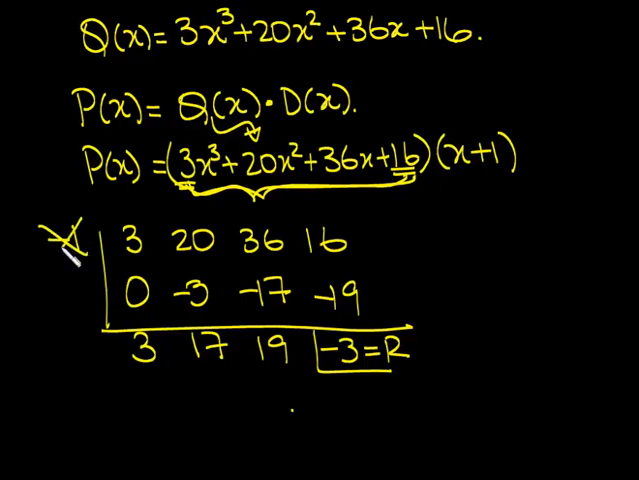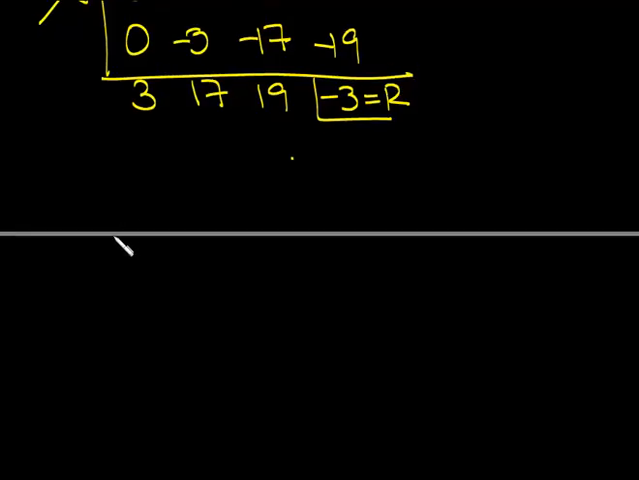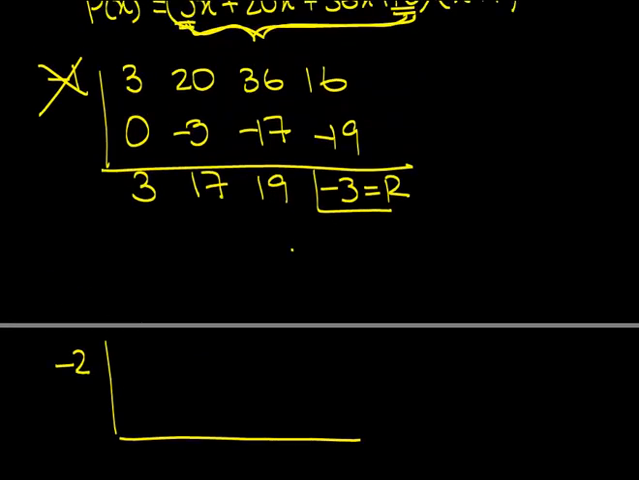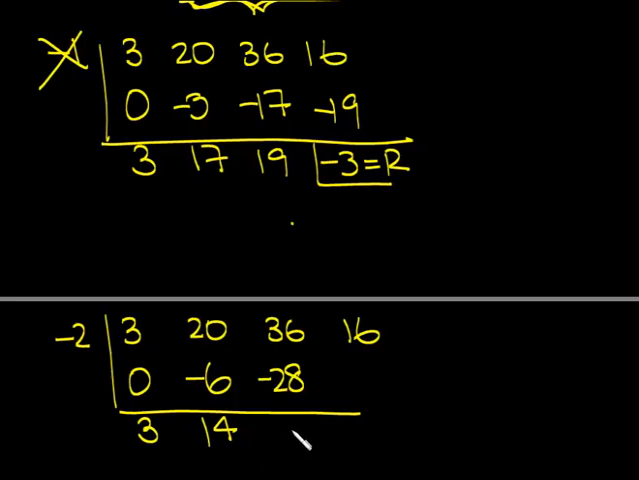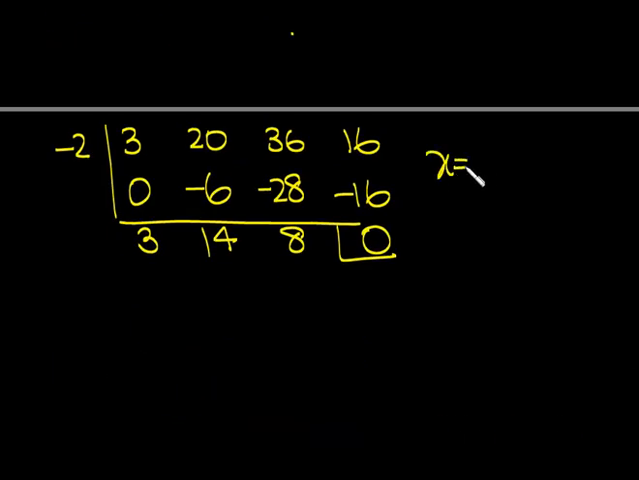So this is not a 0 since we didn't get a remainder of 0, and we continue this process. Just to save us some time, I know one of my other zeros happens to be -2, which is the next number I would try. So let's do that. So we get 0, 3, -2 times 3 is -6, we get 14. -2 times 14 is -28. Okay, so we get 8. -2 times 8 is -16, so we get 0. So now this tells me x is equal to -2 is my other 0.